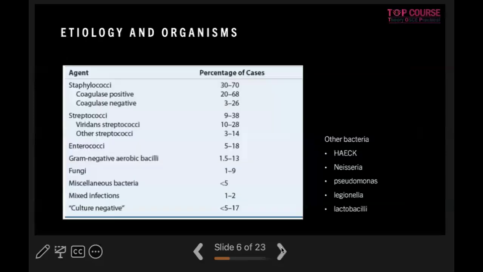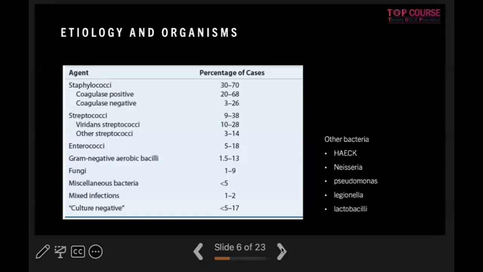Coming on to organisms, the most common organisms are staphylococci, 30 to 70% of the cases. Coagulase positive is around 20 to 68%. Coagulase negative is around 3 to 26%. Streptococci, viridans streptococci is around 10 to 28%, and other streptococci is around 3 to 14%.